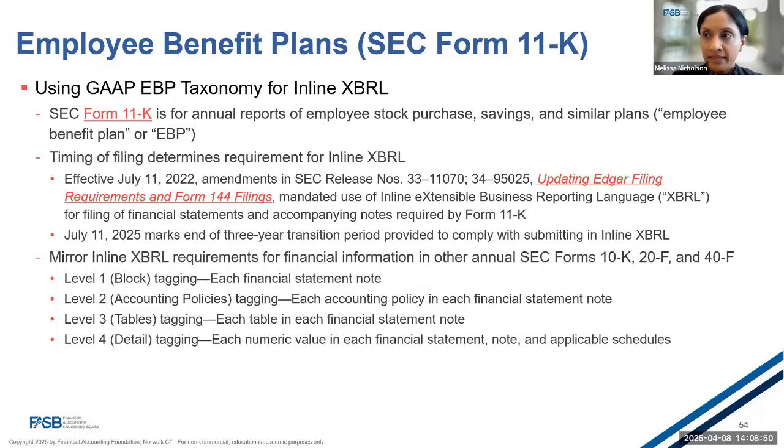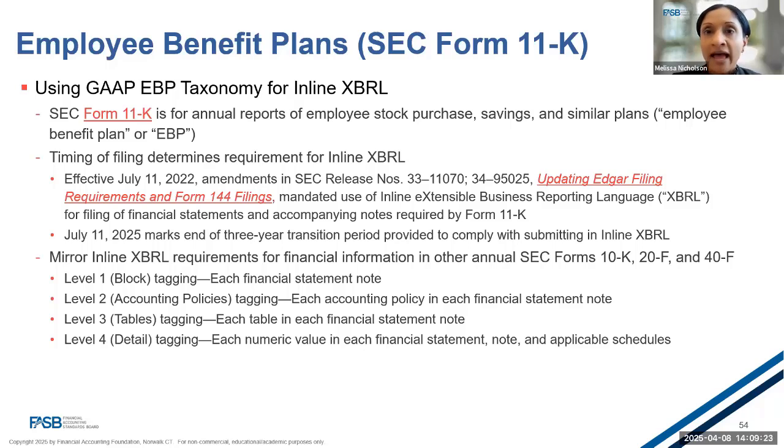So the US GAAP EBP taxonomy is to be used for tagging the financial information in SEC Form 11-K, which is for the annual reports of employee stock purchase, savings, and similar plans. That is what's considered within the scope of employee benefit plan, or EBP, as you see those terms used in this taxonomy. And the timing of when you file your next Form 11-K will determine whether an inline XBRL filing is also required.